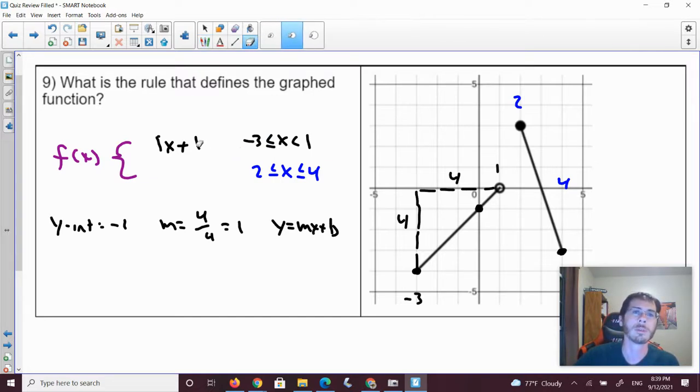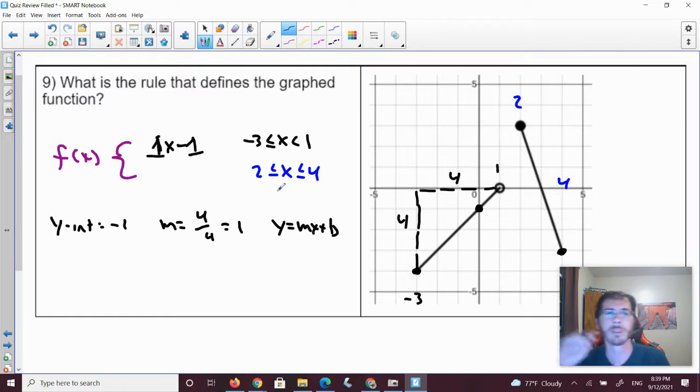Oh, not plus 1. I think I caught myself. -1. We're at -1 down here. Just because those look like absolute value bars, I'll put the little fancy ones. So we know that's what the first equation is. It's the graph of 1x minus 1 over the domain -3 to 1.